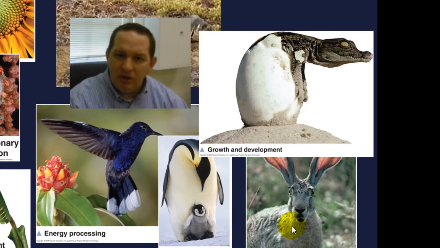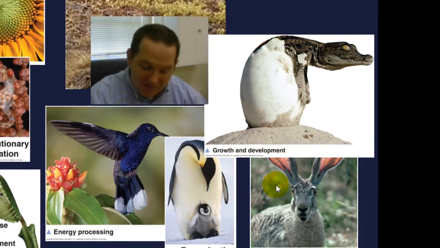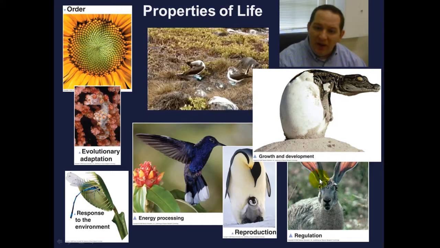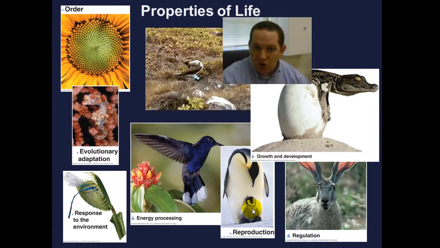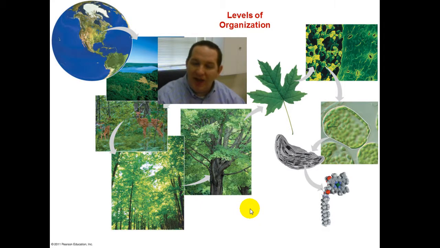And then finally, all living things grow. They develop over time. Growth and development is the 7th property of life. So now that we have all these properties of life, we know what things are living, we want to be able to classify them. We want to be able to group them starting from small to large. So what we're going to do now is we're going to look at how life is organized.